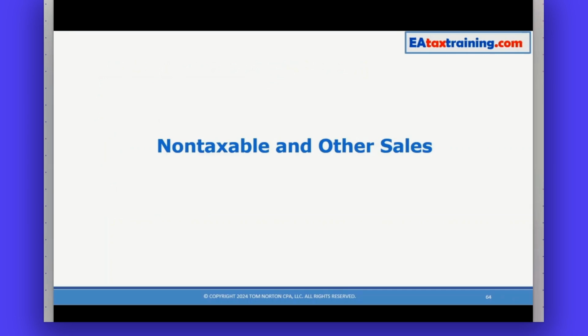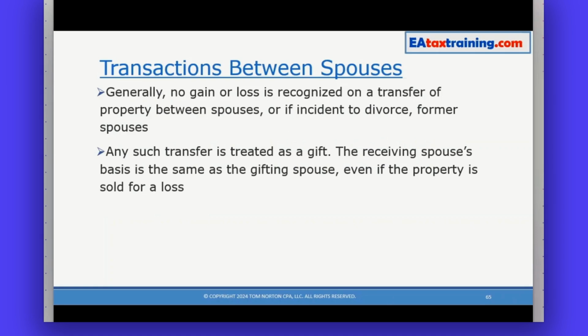We've been talking about taxable sales, but there are some sales that are not taxable. Let's talk about those. First of all, transactions between spouses. Generally, there is no gain or loss recognized on a transfer of property between spouses, or, if incident to divorce, former spouses. Any such transfer is treated as a gift. So the receiving spouse's basis is the same as the gifting spouse's, just like any other gift.